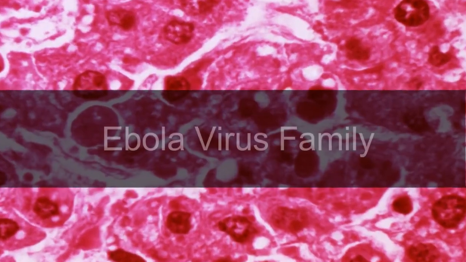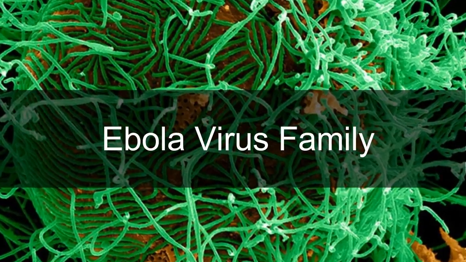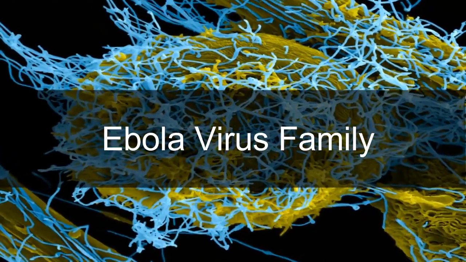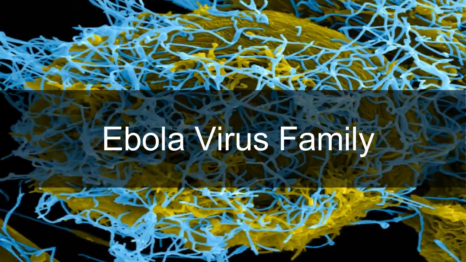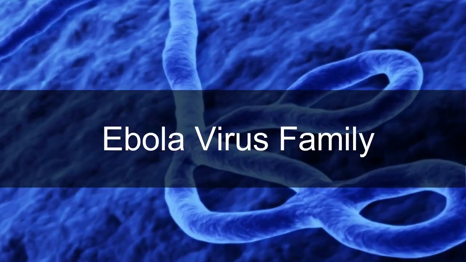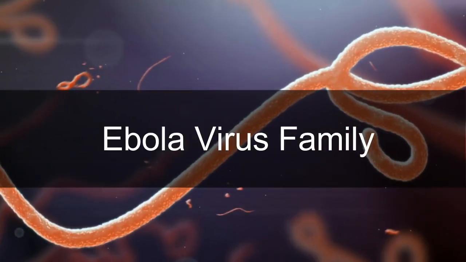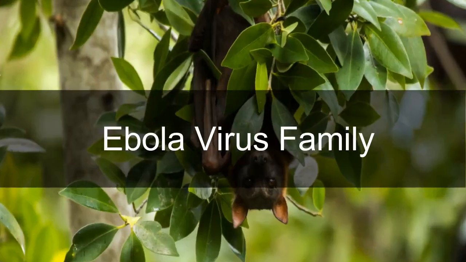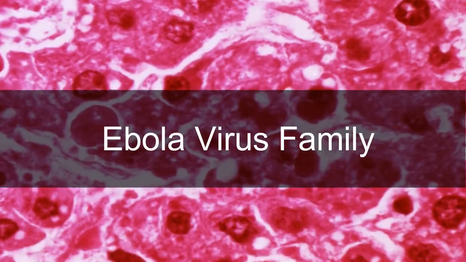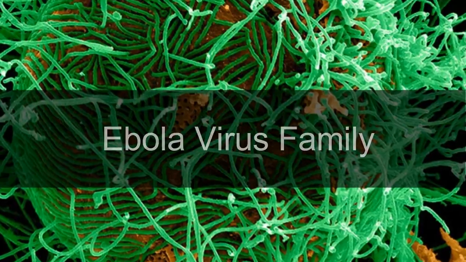Ebola virus family. The family of Ebola virus includes three genera. First, let us tell you that the virus family is Filoviridae, which includes three genera, namely Cuevavirus, Marburgvirus, and Ebolavirus. Six species within the genus Ebolavirus have been identified, namely Zaire, Bundibugyo, Sudan, Taï Forest, Reston, and Bombali. The 2014 to 16 outbreak in West Africa belonged to the Zaire Ebolavirus species.